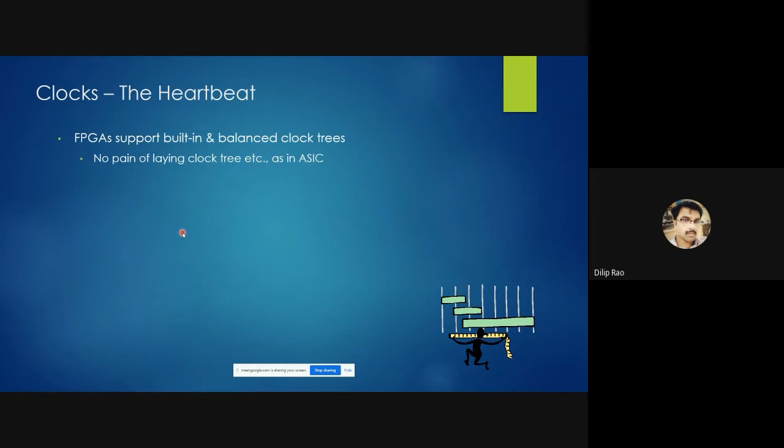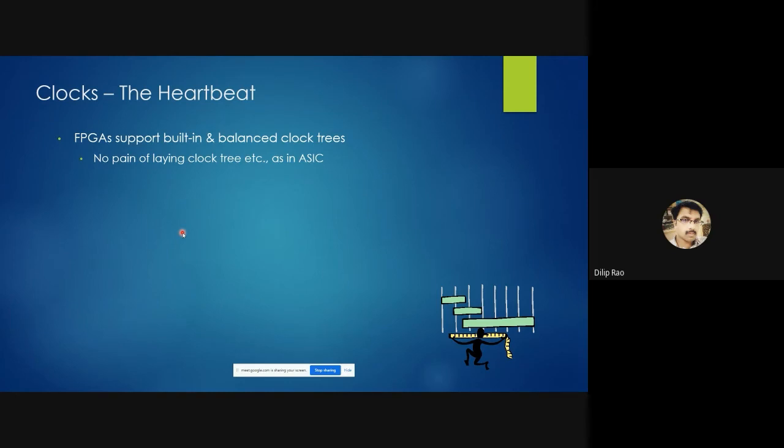So FPGAs support built-in and balanced clock trees. There is no pain of laying the clock tree as it is in an ASIC. With an ASIC or SoC, you are basically starting from scratch. That's what I said, the flow or the process is quite complex there. You need to get everything going from scratch, including laying out and building the entire clock tree. You need to balance it. You need to make sure that there are no timing violations, and then you need to do a lot of physical verification in the backend stage, and make sure that the DRC checks are clean. Only then you can go for fab.